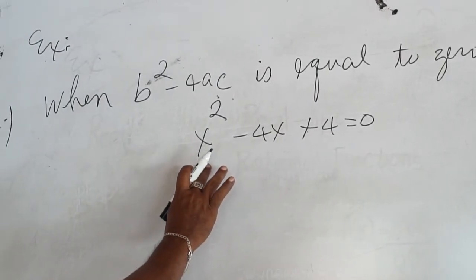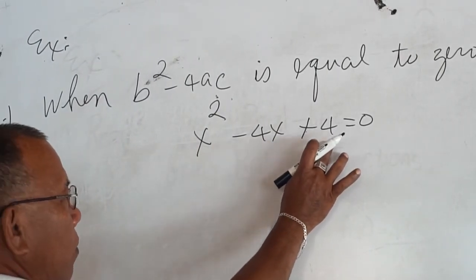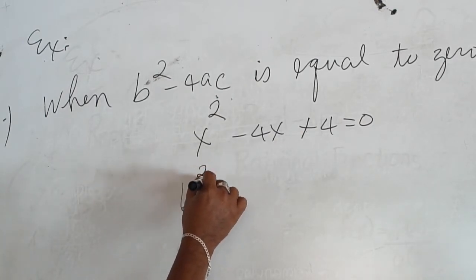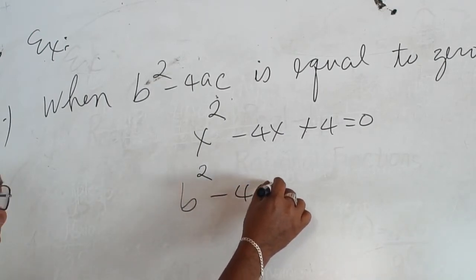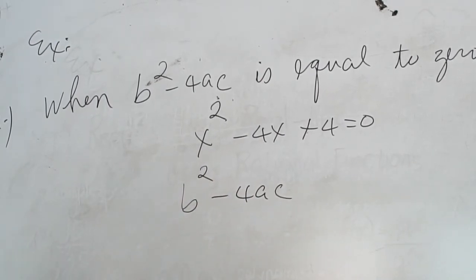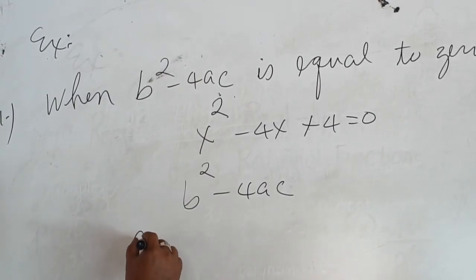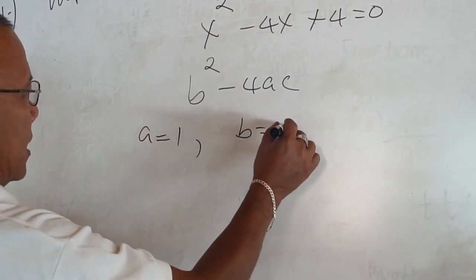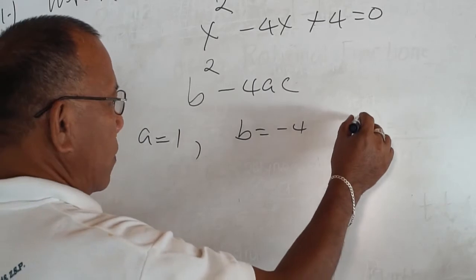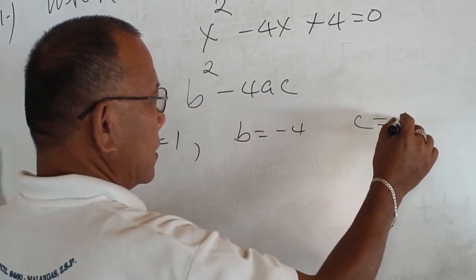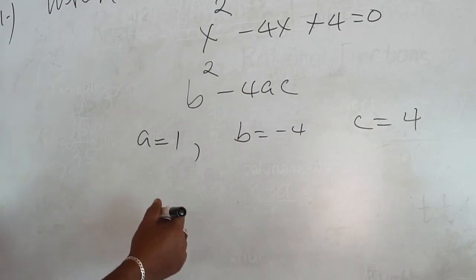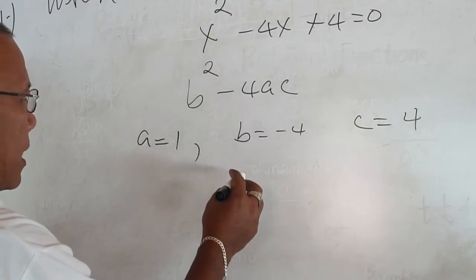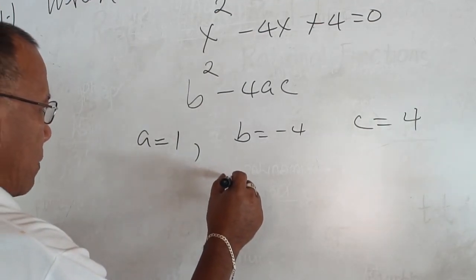So this time, you have to describe the nature of the roots of x squared minus 4x + 4 = 0. Here is the solution. b squared minus 4ac. The value of a is 1, the value of b is negative 4, and the value of c is positive 4. Then substitute.